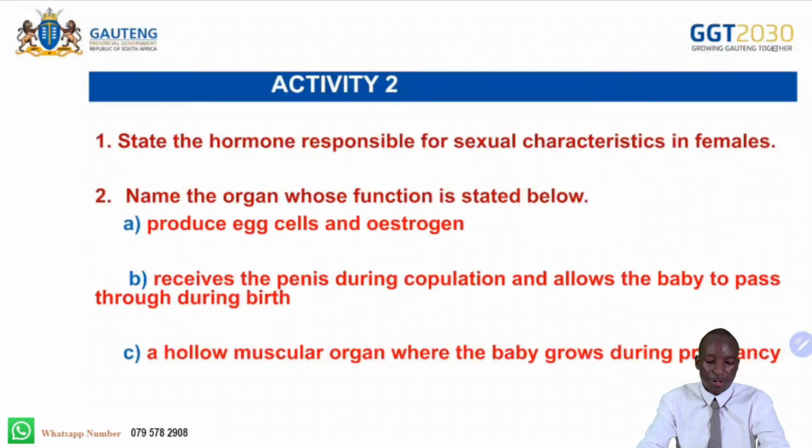Okay, let's look at activity number 2, and the questions shown there. Number 1: state the hormone responsible for sexual characteristics in females. Number 2: name the organ whose function is stated below. First, the one which produces egg cells and estrogen. B, the one which receives the penis during copulation and allows the baby to pass through during birth. Then the last one, the muscular organ where the baby grows during pregnancy. So that's activity number 2. Let's have 5 minutes for this activity, then we do corrections.